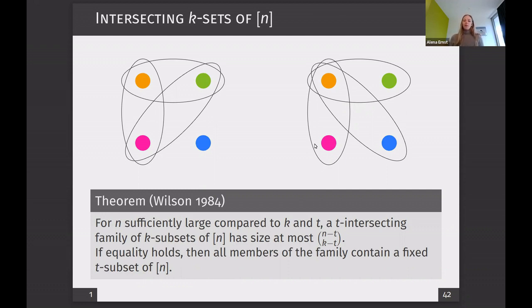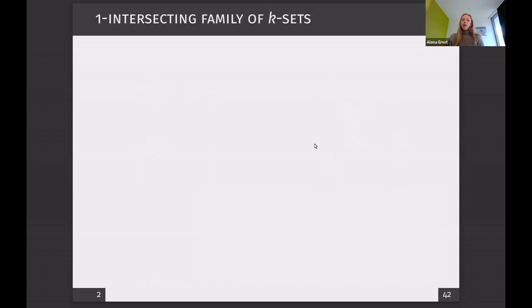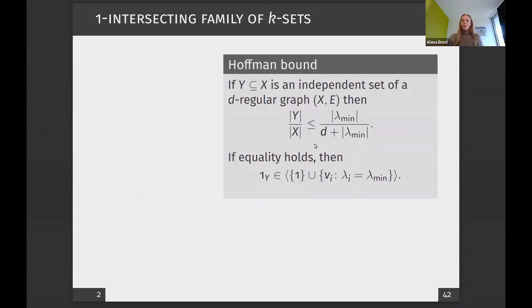So let us first of all focus on the 1-intersecting sets. There are several proofs, but we want to stick with the idea to construct a graph such that our 1-intersecting set is an independent set within the graph. And then we want to apply the classical Hoffman bound, which gives us an upper bound on the size of an independent set in terms of the minimal eigenvalue, and also characterizes the extremal case.